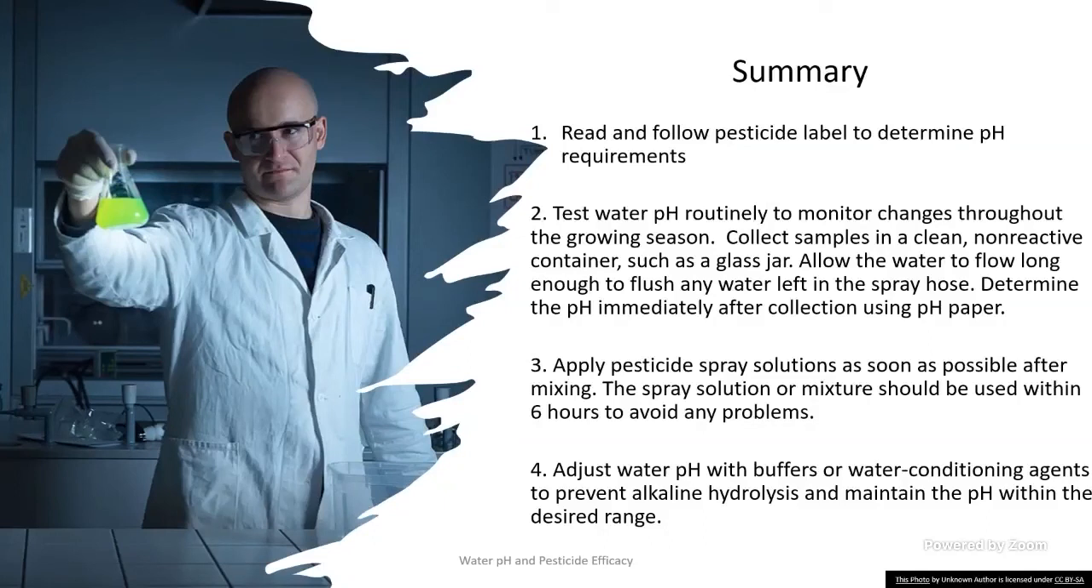Apply pesticide spray solutions as soon as possible. After mixing, the spray solution or mixture should be used within 6 hours to avoid any problems. That's key. Adjust water pH with buffers or water conditioning agents to prevent alkaline hydrolysis and maintain the pH within the desired range. And just remember, if you follow your label and review your label to see if there are any requirements and then constantly test your water, you should be fine in determining whether or not you have the required or the best pH to reduce degradation of your pesticide.